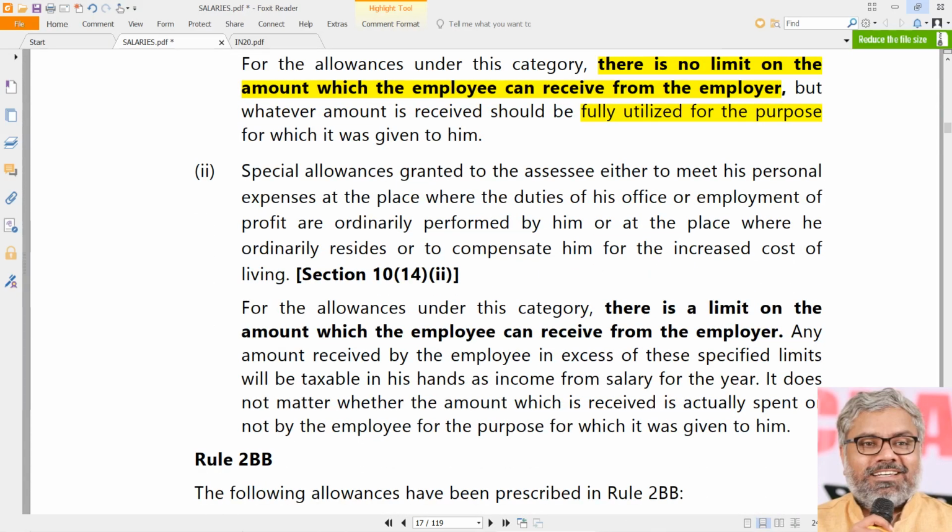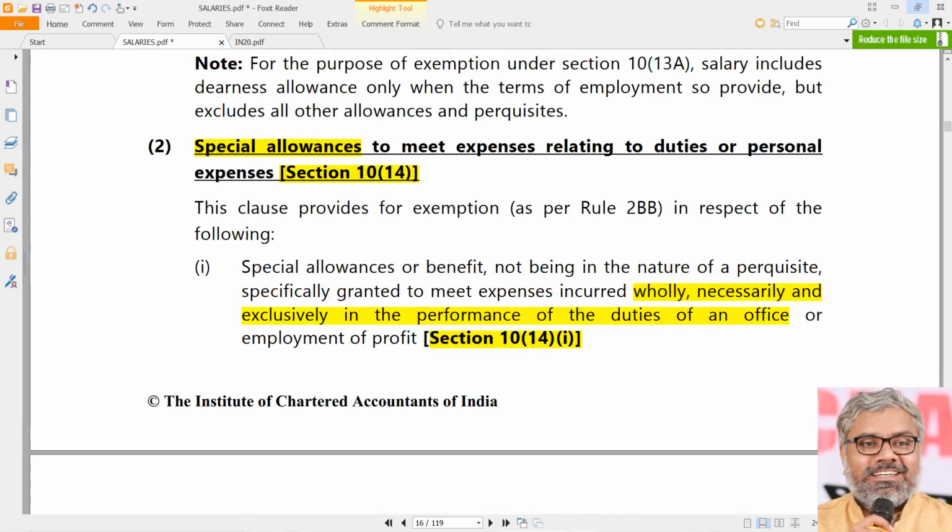Second category is generally given to the employees for other than the office expenses. Means what? His personal expenses. Generally these are given to the employees in order to meet their personal expenses. But where they are given? They are given where he is performing the duties in order to compensate for the increased cost of living. If he shifts to some other place, then also such allowances can be given. So those are special cases, but generally on a broader basis, we can understand this way.